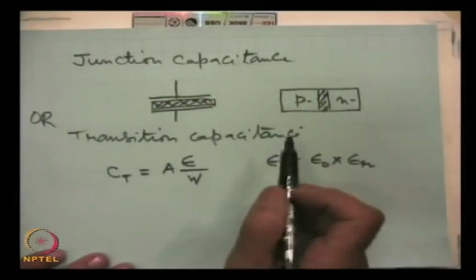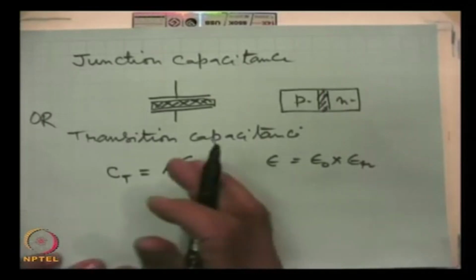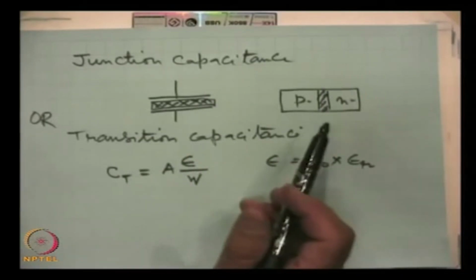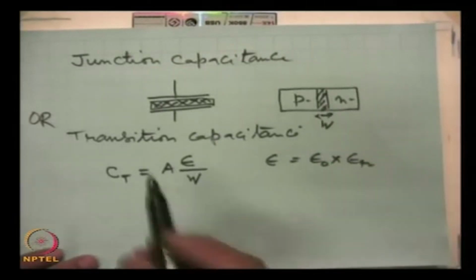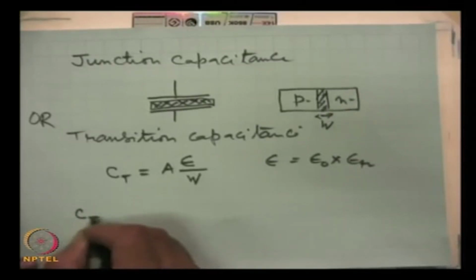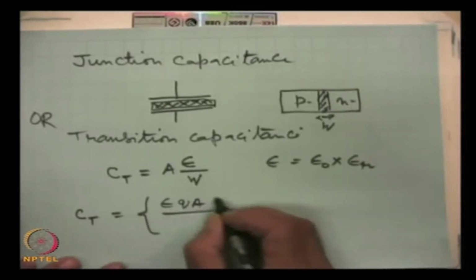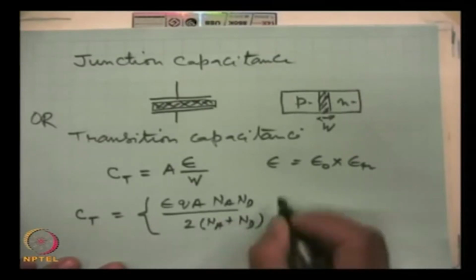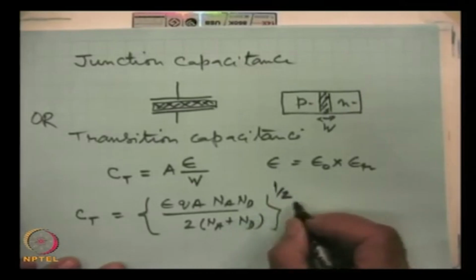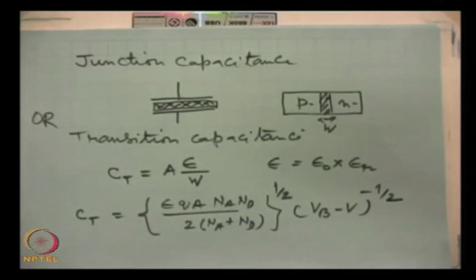Even the rigorous theory, as you can find in several books like Millman-Halkias, Integrated Electronics, gives the relation for the transition capacitance, and we can see that the simple analogy of this junction capacitance with the parallel plate capacitor results in the same. Here W is the depletion width, and if we substitute the expression of the depletion width, it works out to be the square root of epsilon q N_A N_D divided by 2(N_A plus N_D), times (V_b minus V) to the power minus 1/2.